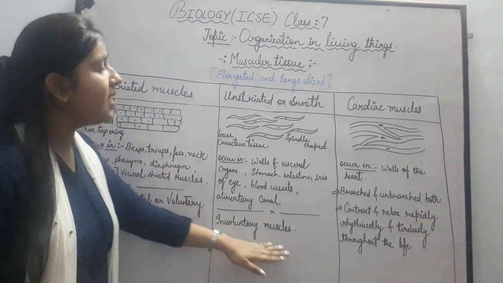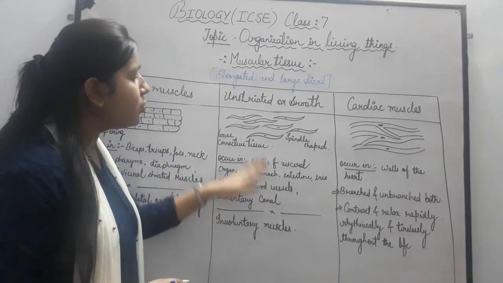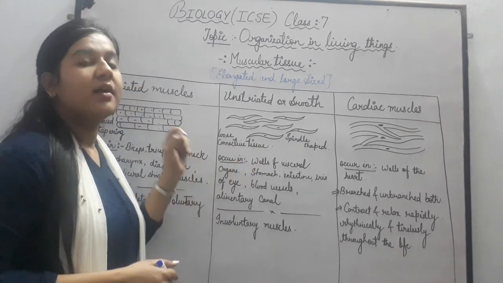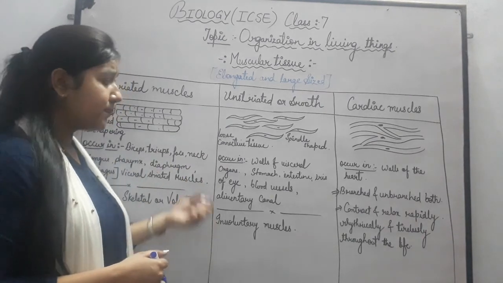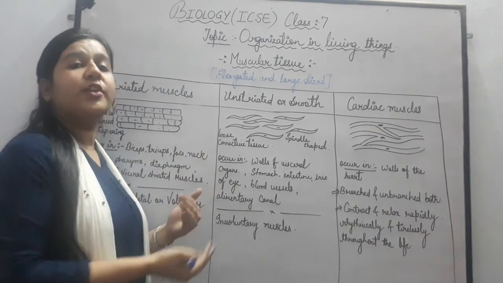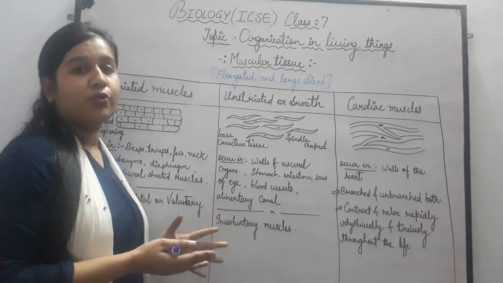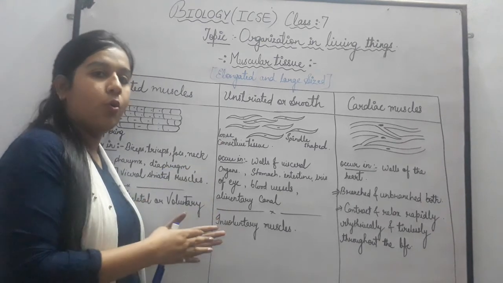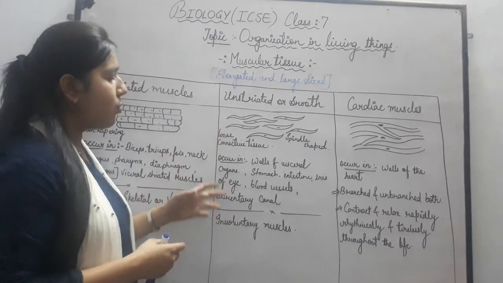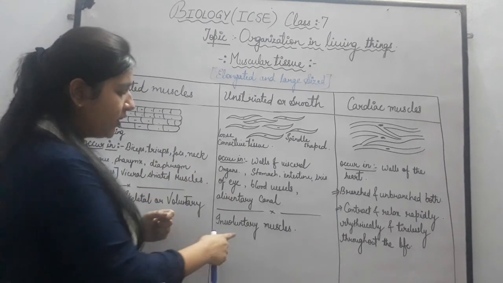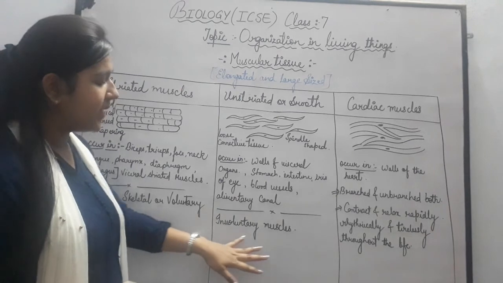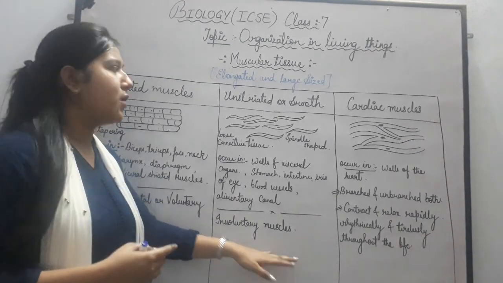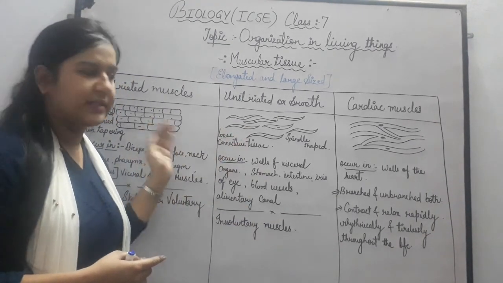And they are known as involuntary muscles. Why are they known as involuntary muscles? Because we can't control these muscles. Just like when you eat food, after eating the food, you can't control where it has to go. So these muscles control the movement of the food in the alimentary canal and many other things. So they are known as involuntary muscles because we cannot control such types of muscles.